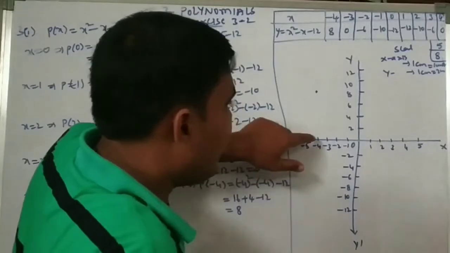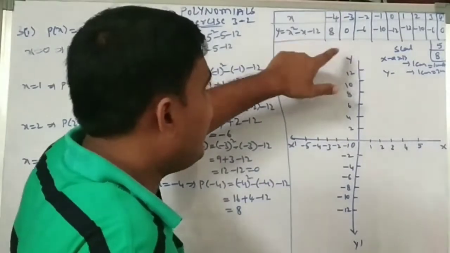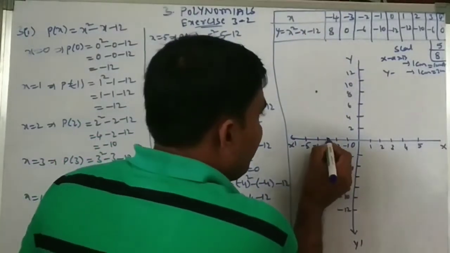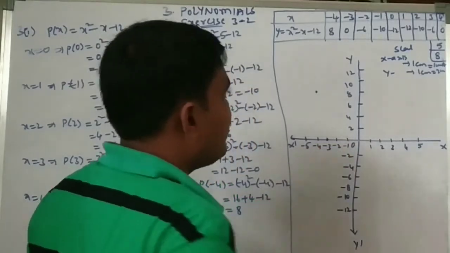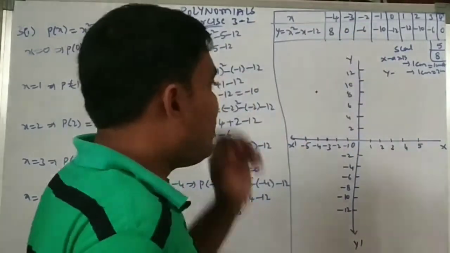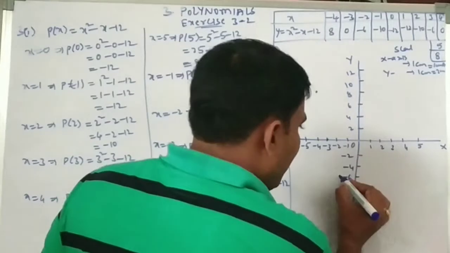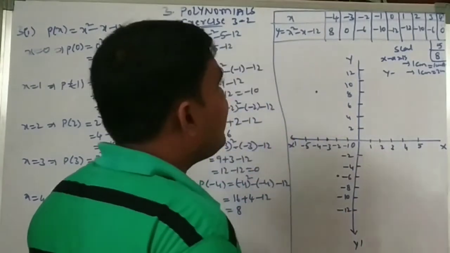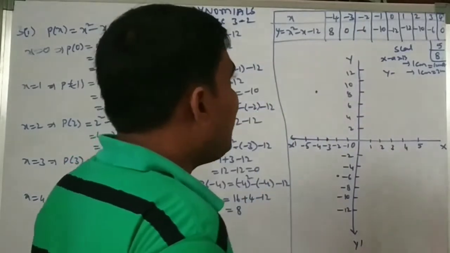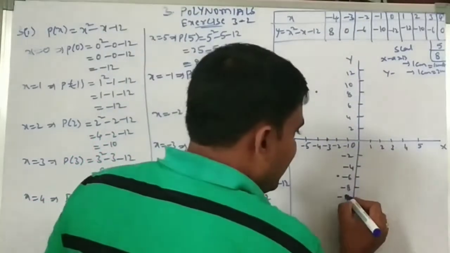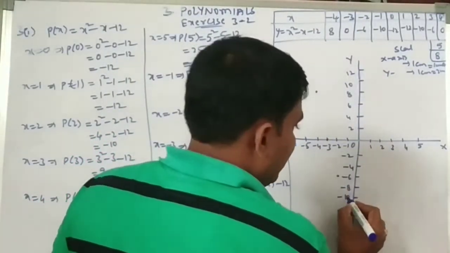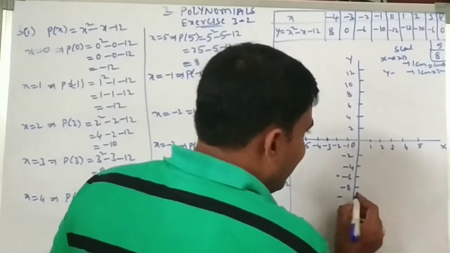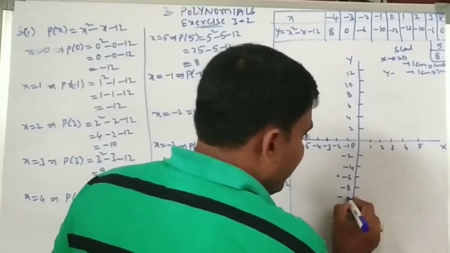So we are taking minus 4, 8. Next minus 3 comma 0, this point. Next minus 2 comma minus 6, this is minus 2 comma minus 6. Next minus 1 comma minus 10. So here the point minus 1 comma minus 10.